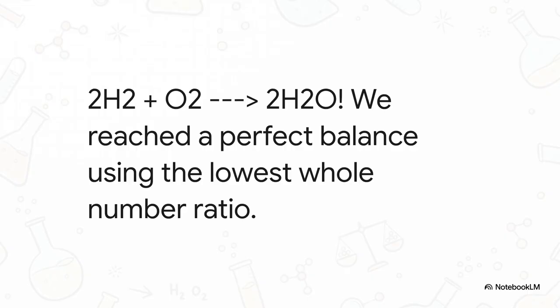We simply hop back over to the reactant side by placing a coefficient of 2 in front of the H2 reactant. We bring our hydrogen count right back up to 4. Let's check the final board. 4 hydrogens on the left, 4 on the right. 2 oxygens on the left, 2 on the right. We have reached a perfect balance using the lowest whole number ratio. Level 1 is officially complete.